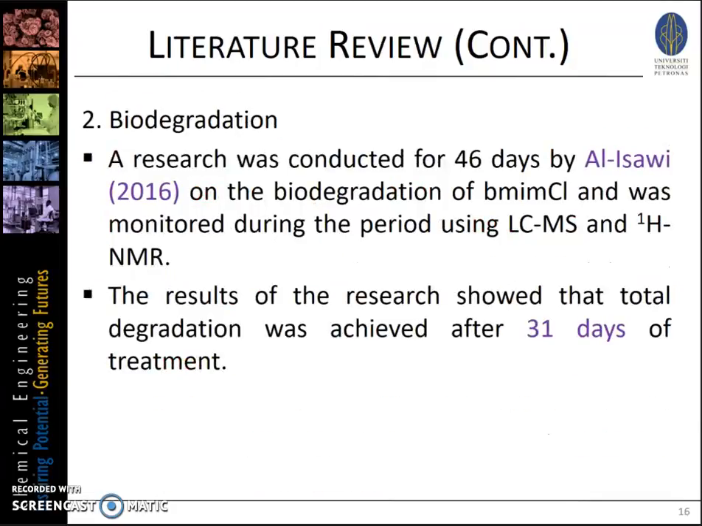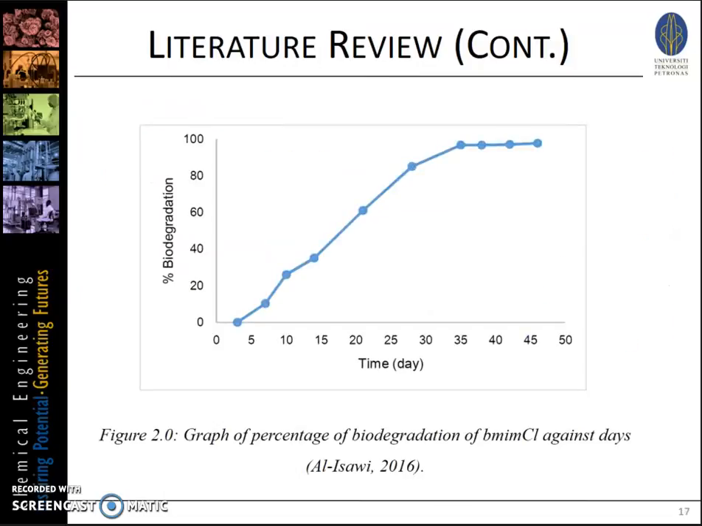The second methodology will be biodegradation, where research was conducted for 46 days by Al-Isawi in 2016 on the biodegradation of BMCl and was monitored using LCMS and HNMR. This LCMS is liquid chromatography mass spectrometry and HNMR is hydrogen nuclear magnetic resonance. The result of this research shows that total degradation was achieved after 31 days of treatment. This is the graph of percentage of biodegradation achieved by Al-Isawi, and as you can see, the graph shows that complete degradation was achieved within 31 days.